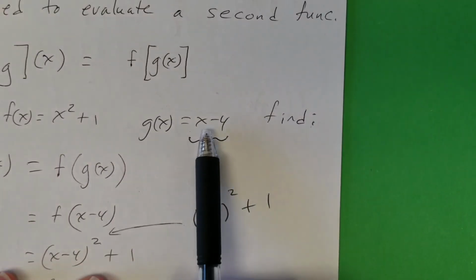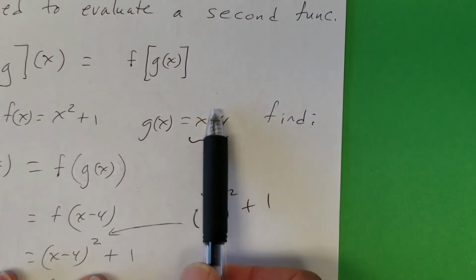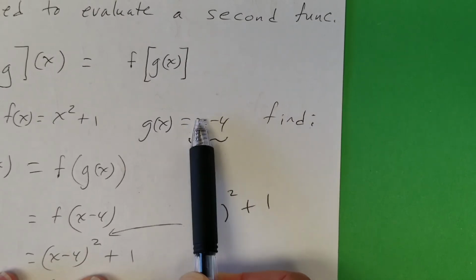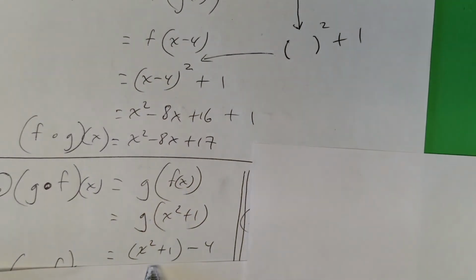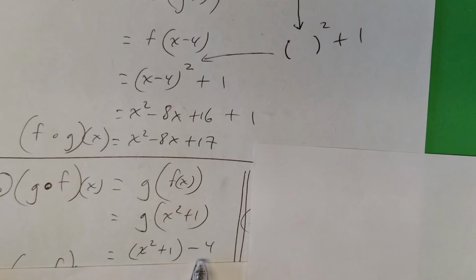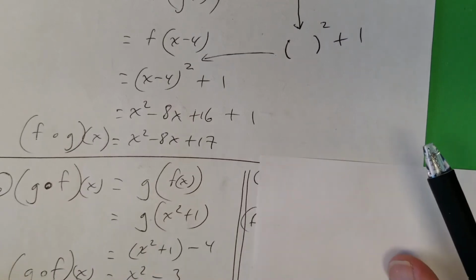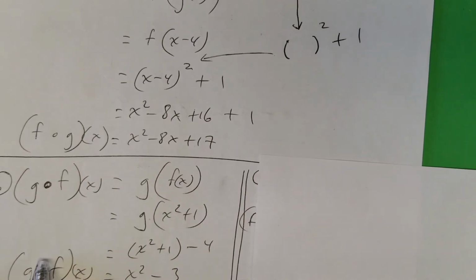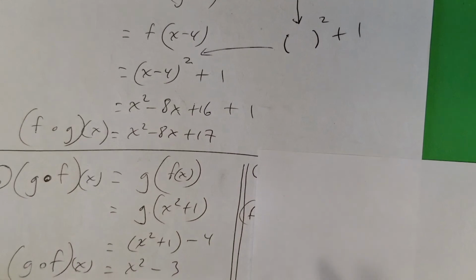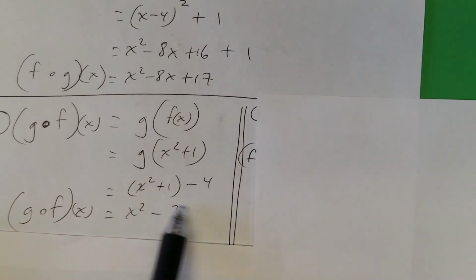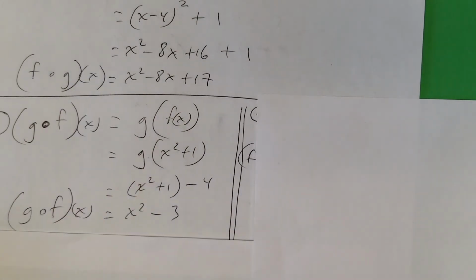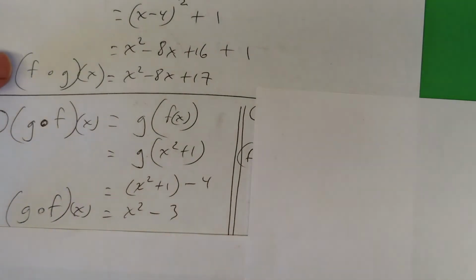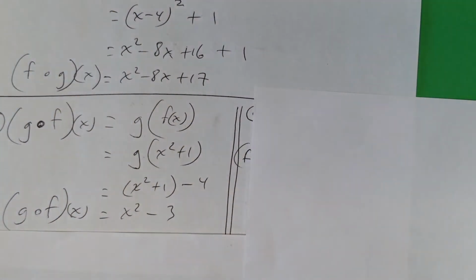Here's g, and I'm saying whatever your f expression is, put it in here. And that's what I did. And the minus 4 is on the side. And you're done. Simplify, and now you have g of f of x, a new function made up of the two original functions. Now that I have these two new functions, I can ask you about them.